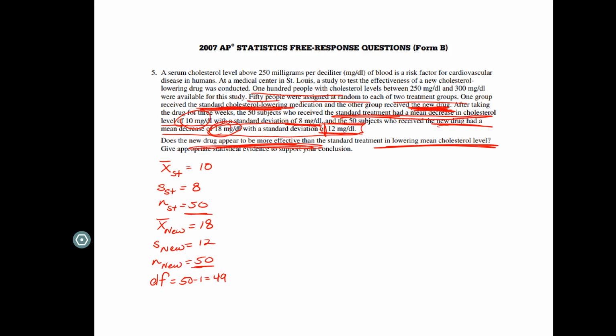We'll keep that in mind. And then let's go ahead and say, let alpha equal 0.05, because I know I'm going to be conducting a test here. All right. So let's go ahead and try and figure out what would the null and alternate hypothesis be.